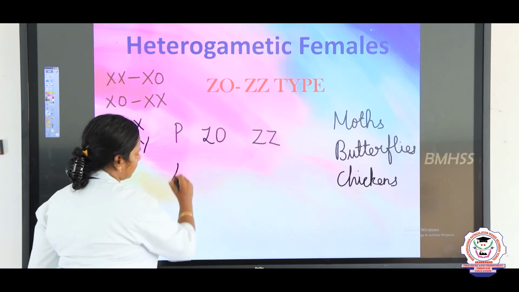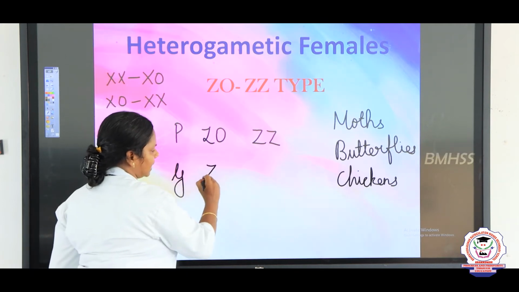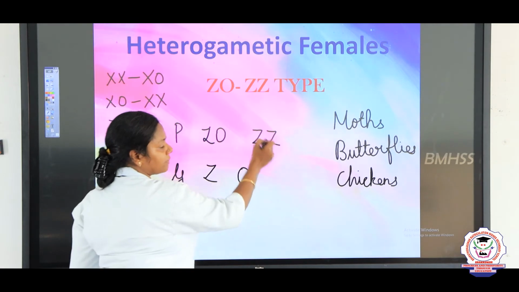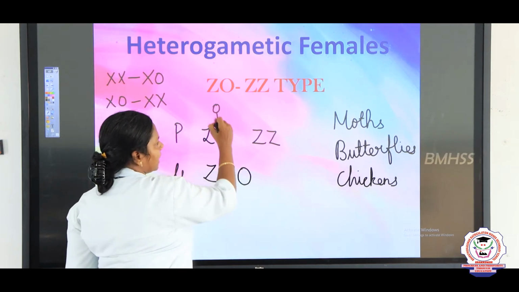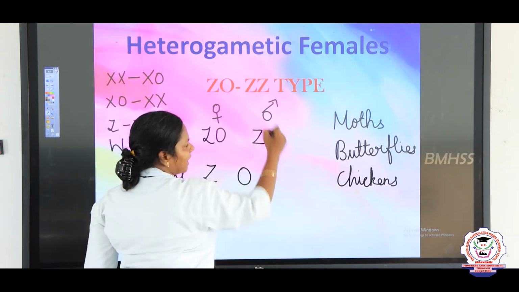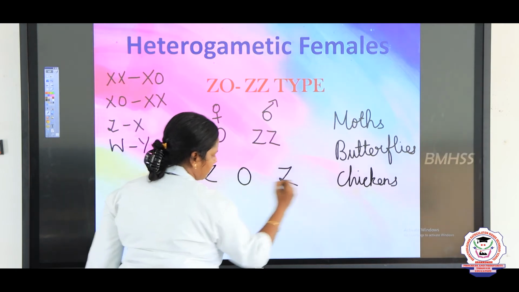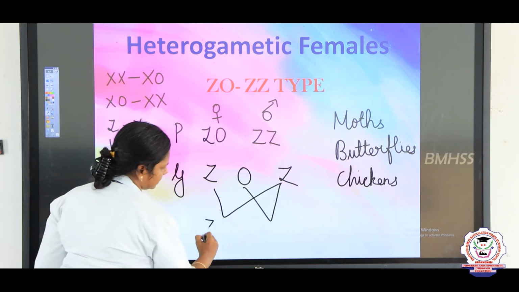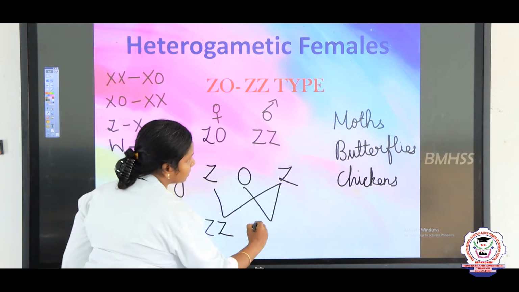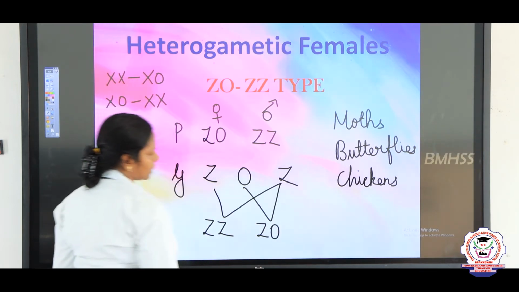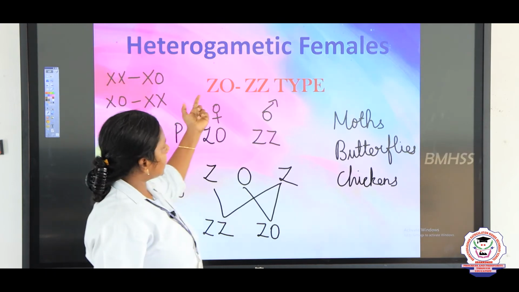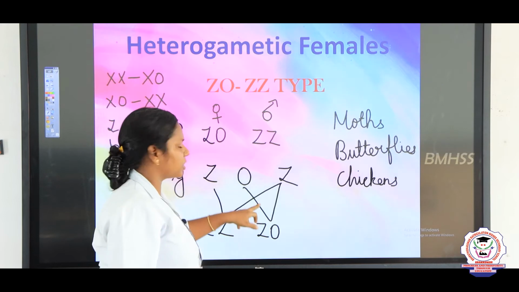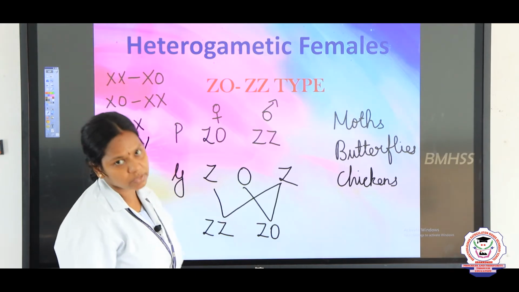So what will be the gametes we get? We get ZO, because females are heterogametic, and from the male we get only one gamete. So when we cross, what are the things we get? We get ZZ and ZO. So ZO, ZZ type. Here the heterogametic condition of the female is responsible for determining the sex.